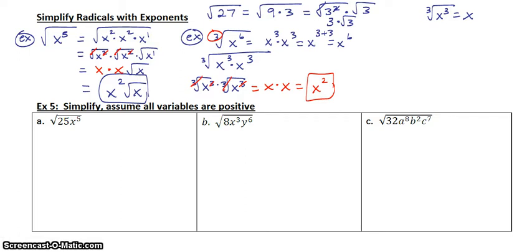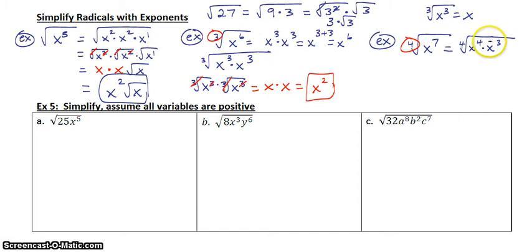We'll do one more and then we'll do some more complicated ones. This time I've got the fourth root of x to the seventh. And so again, whatever the index is, that's the group size you're looking for. And so now I'm looking for groups of 4. So I'm going to go like this.